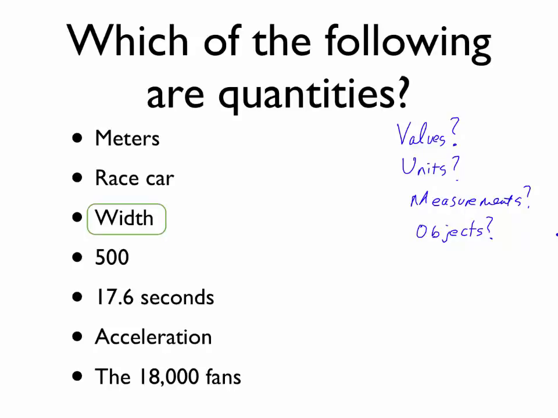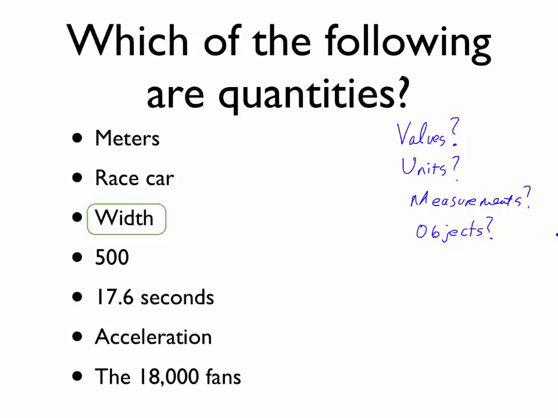Is width a quantity? Yes, width. What is a quantity? A measurable attribute of an object. It's something you can measure about an object, something you can assign a number to by measuring it. Width is a quantity. It's not specific, but it's still a quantity, okay?